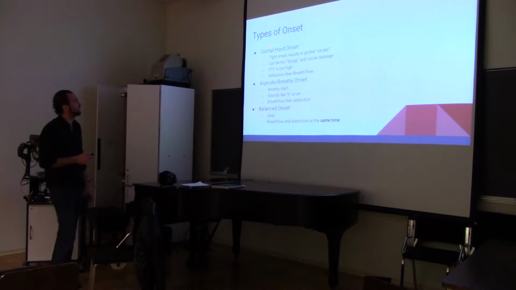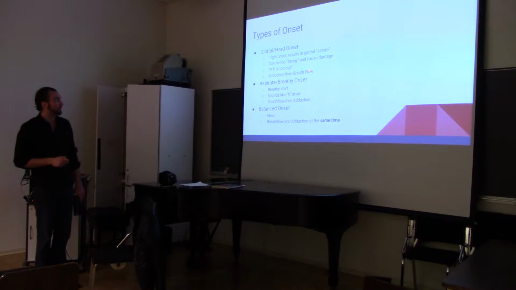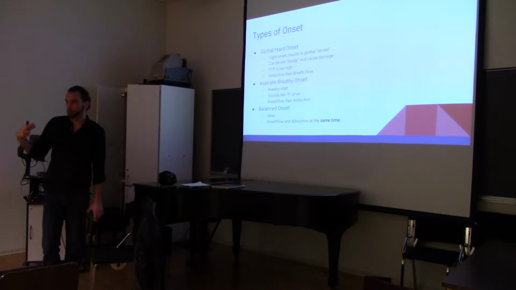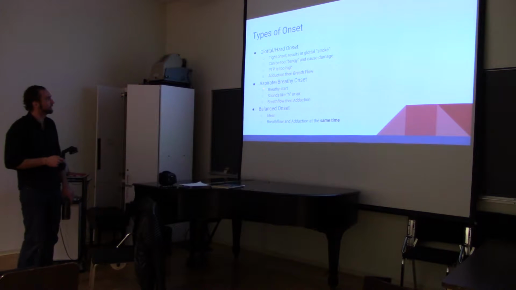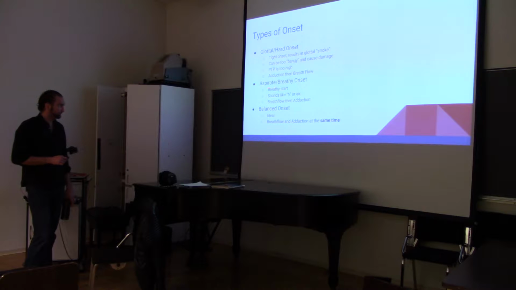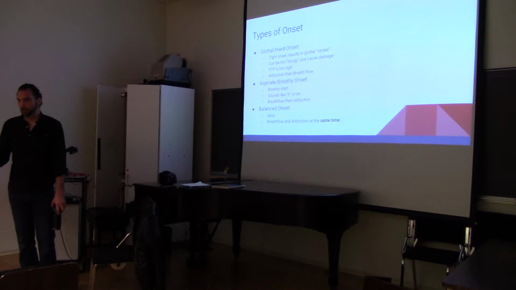Okay. Types of onset: glottal, or hard onset. Tight onset results in a glottal stroke, right? When we go "up, up." That's hard onset. It can be too bangy and cause damage. PTP is too high in the adduction. And then breath flow. So you close your vocal folds and then you phonate, right? So then we get the glottal stroke. Then we get an aspirate, breathy onset, which means you have a breathy start, like an H. So it's breath flow and then adduction. So you go like that. That's another kind of onset.